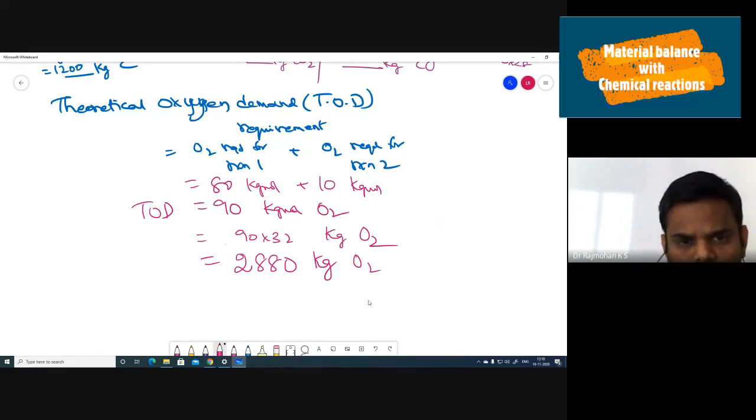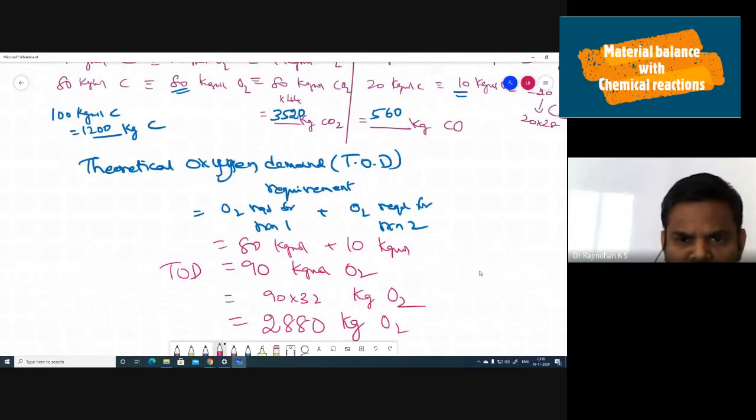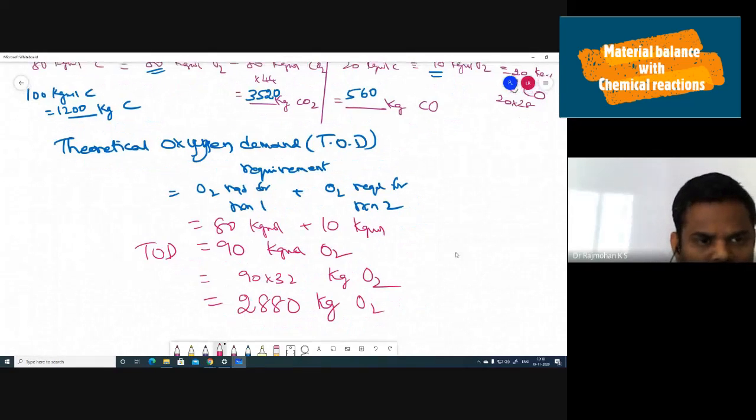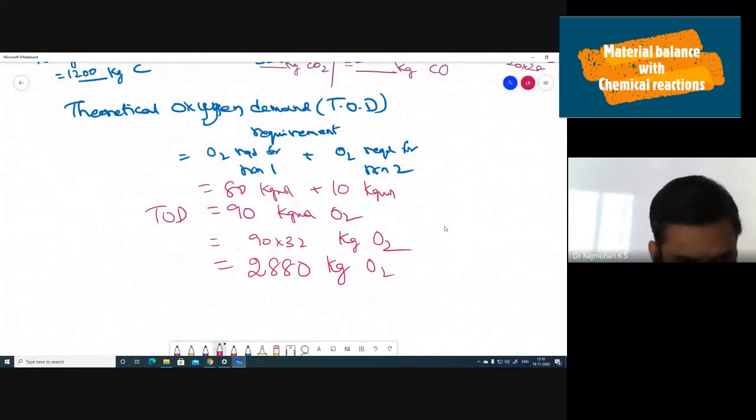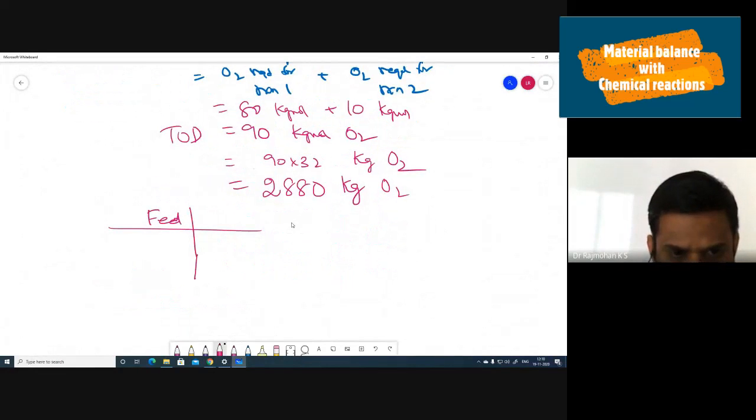Now, why I am doing this on a kg basis is that we are doing material balancing in a reactive system. So let us say total feed in terms of mass should be equal. In terms of kg mole it won't be equal, but in terms of mass, what is the total feed and what is the product? So let me say the feed is C, oxygen, right?